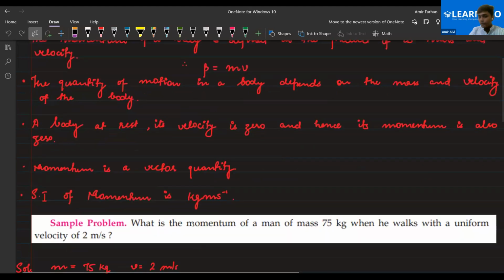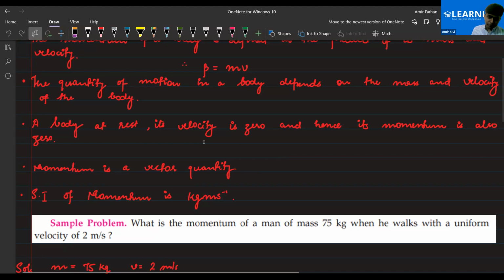Next thing, momentum is a vector quantity. So momentum could be zero, negative, or positive, and the negative and positive sign will tell you the direction. We've discussed this in the motion chapter: the negative sign associated with a vector quantity will tell you the direction. If the motion is in the opposite direction, there will be a negative sign, right?